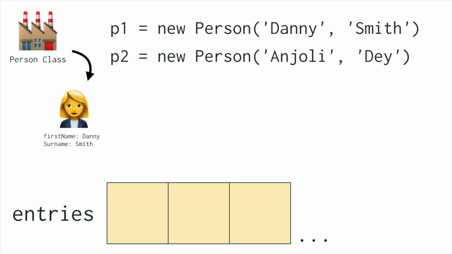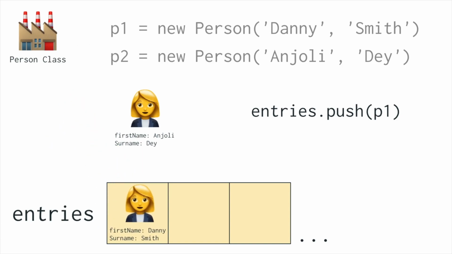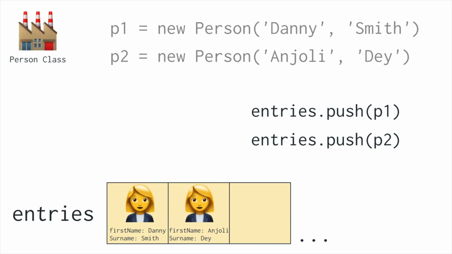And then if we call p2 equals a new person and give it Angie's details, we get another instance of the person class. And what this means is that if we now do entries.push and we pass in that first person object, it's not going to put a string or an integer in that first box. It's actually going to move the object, the Danny Smith object, in there. And if we do entries.push p2, it's going to move Angie into the second box.